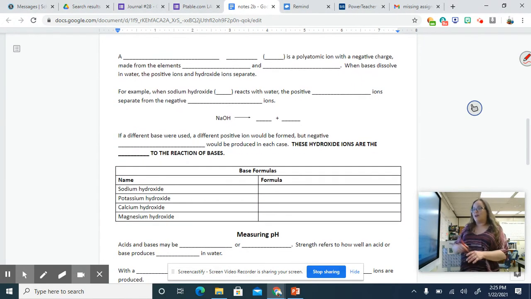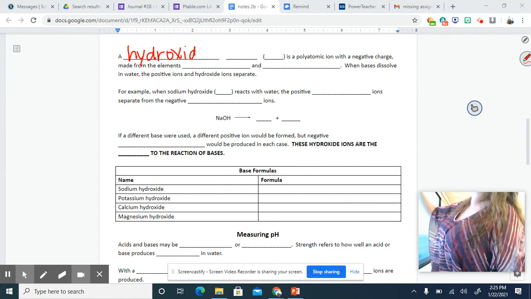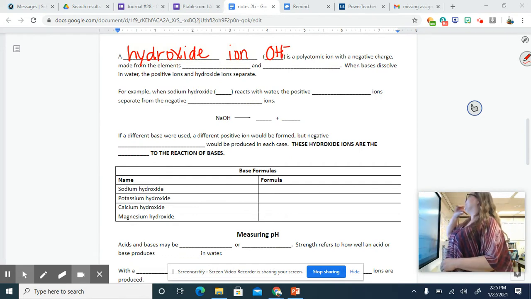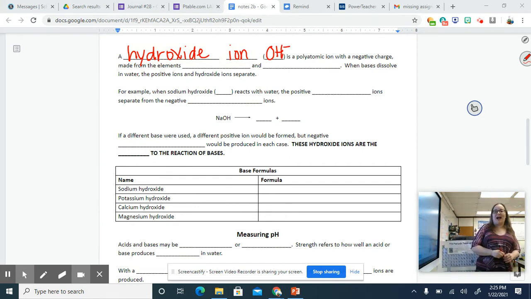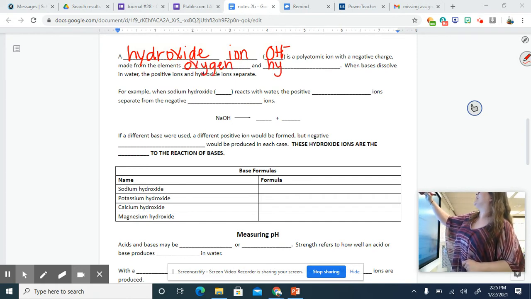Okay, moving right along. So what is a hydroxide ion? A hydroxide ion, which we write OH negative, is a polyatomic ion. Polyatomic means many atoms. It just means it has more than one atom. So instead of just being C, it's OH. It's both things. It does have a negative charge, and you can probably guess what elements it's made of: oxygen and hydrogen, because they didn't change the symbols.